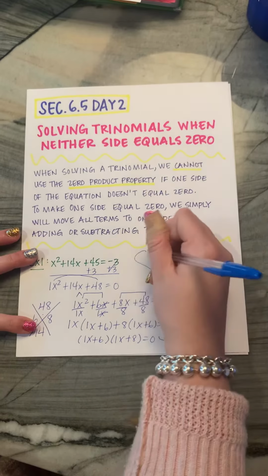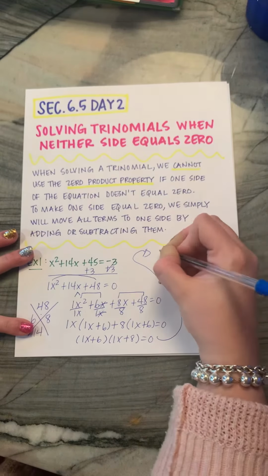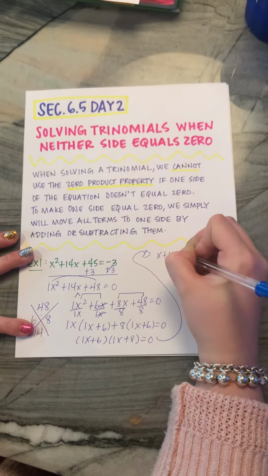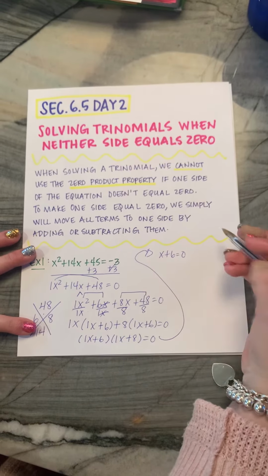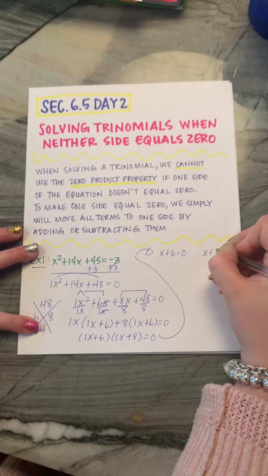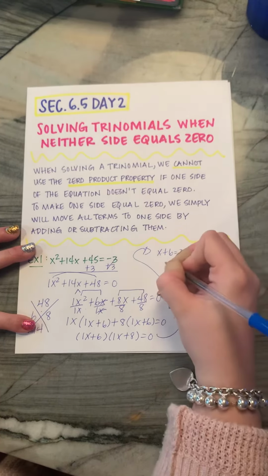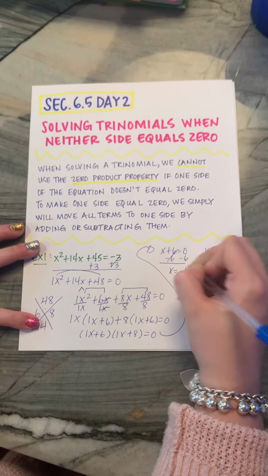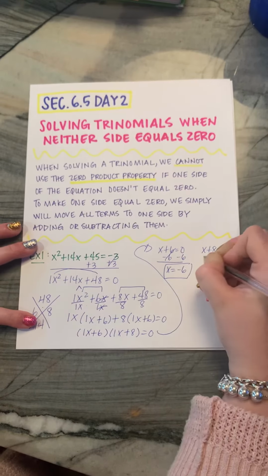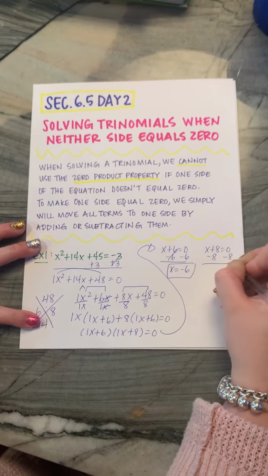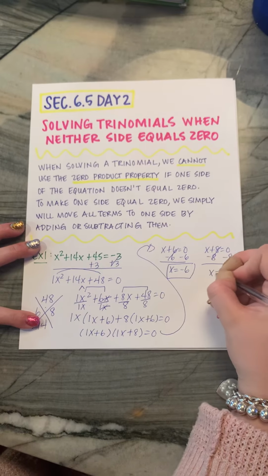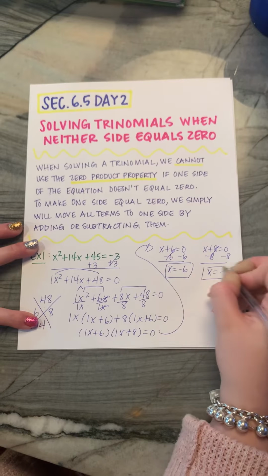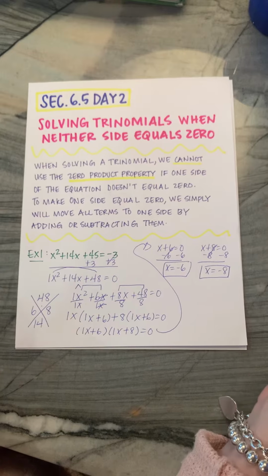So I'm going to come over here and solve my equal 0 parts. I'm going to write x plus 6 equals 0. Remember, x and 1x are the same thing. And x plus 8 equals 0. So I'll subtract 6 on both sides and get x equals -6 as one of my answers. And then subtract 8 on both sides and get x equals -8 as my second answer. So that's kind of the setup here.